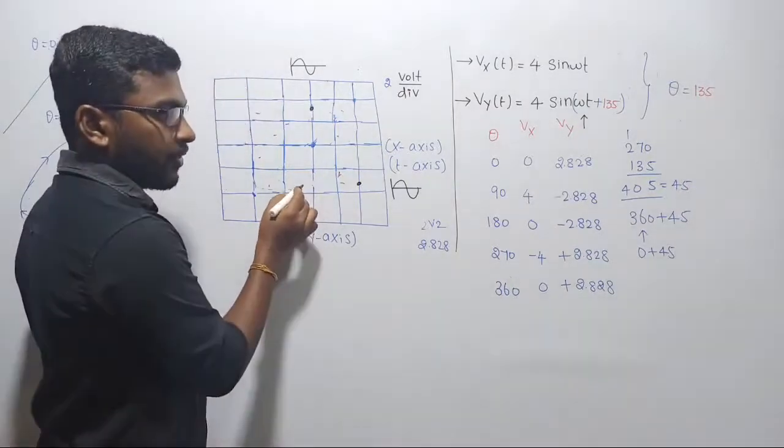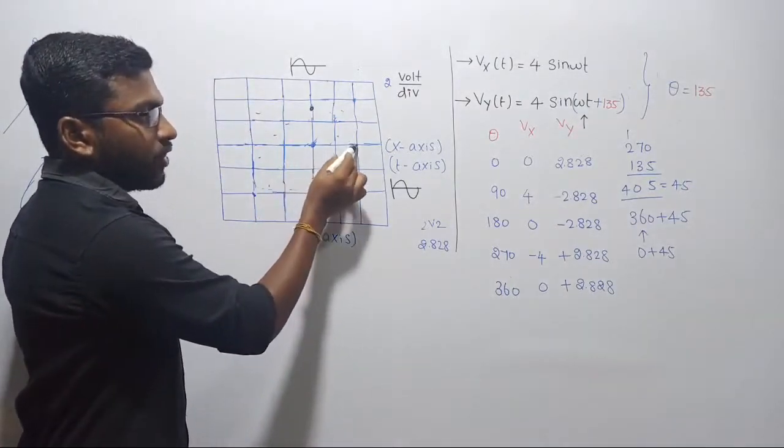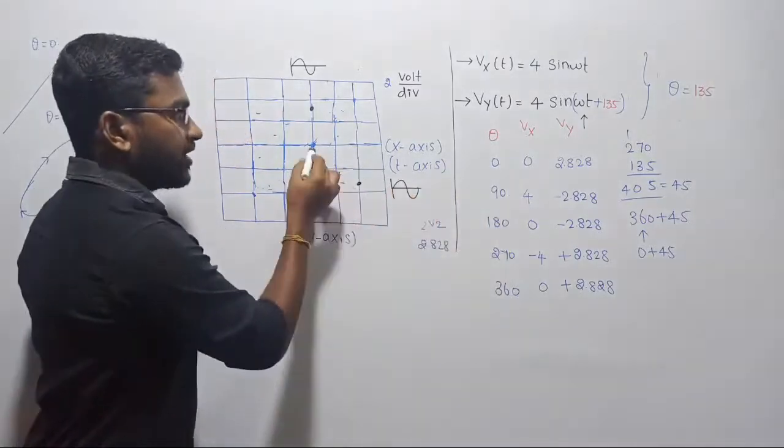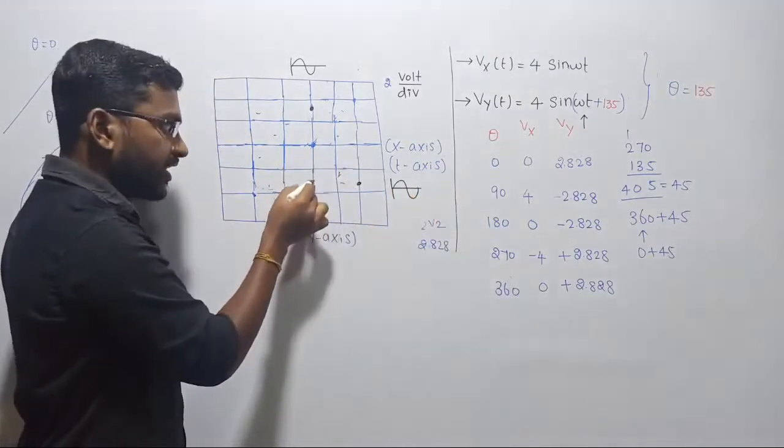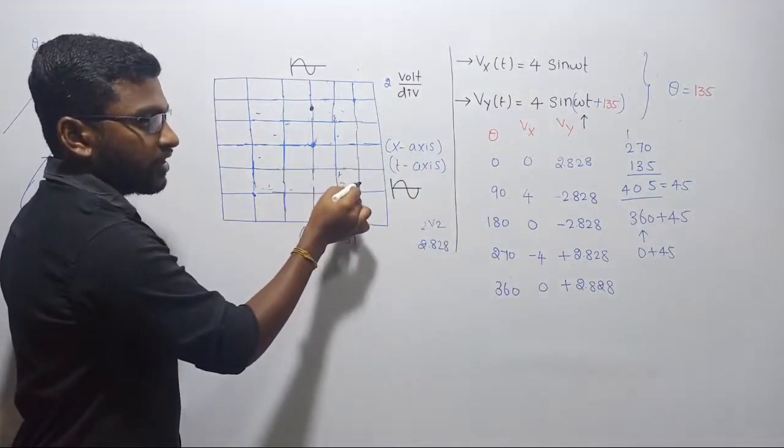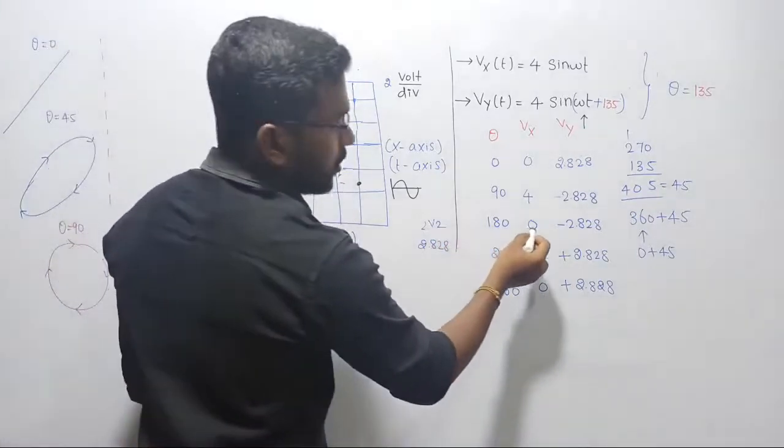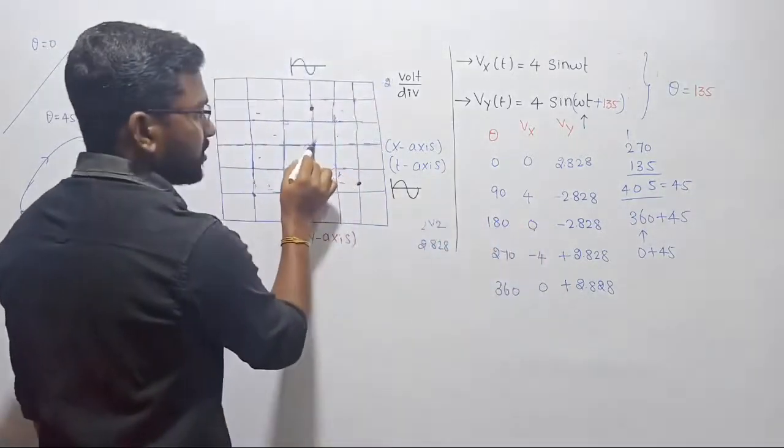Listen, let me repeat once again. On the x-axis, I have to consider 4. On the y-axis we have to consider minus 2.8. Y-axis negative, x-axis positive. Let me join those 2 points. I am getting this one. Next, x-axis 0. 0 means this one.